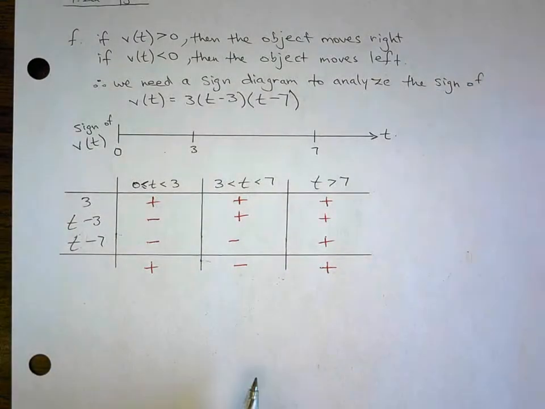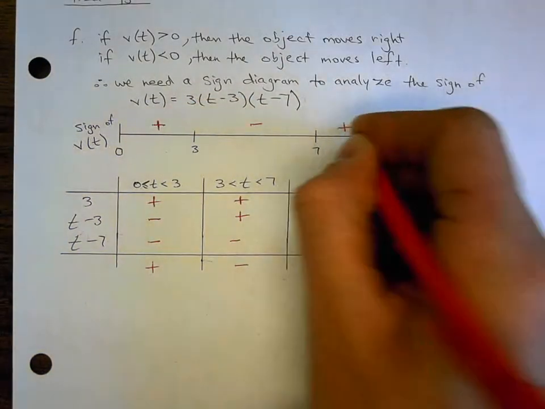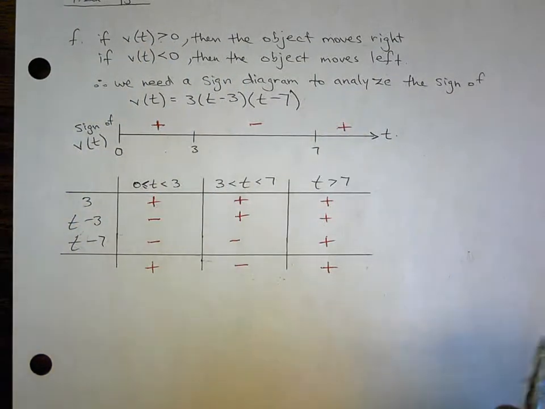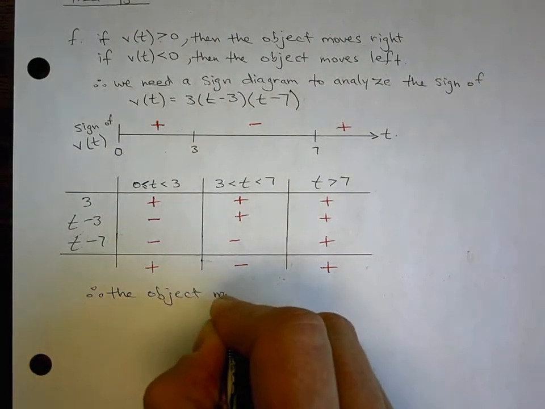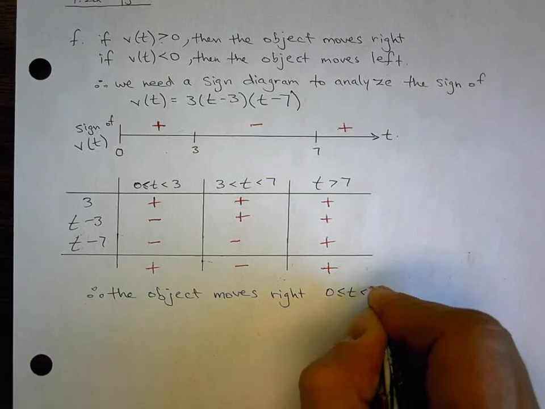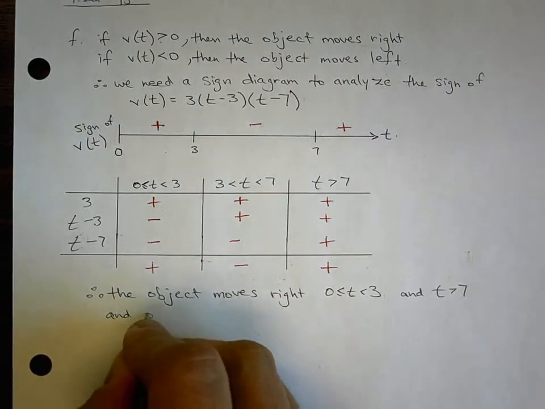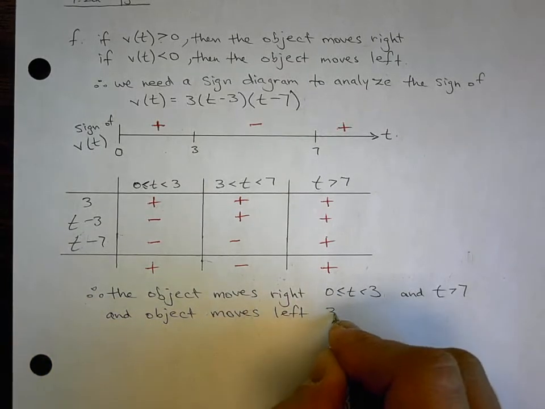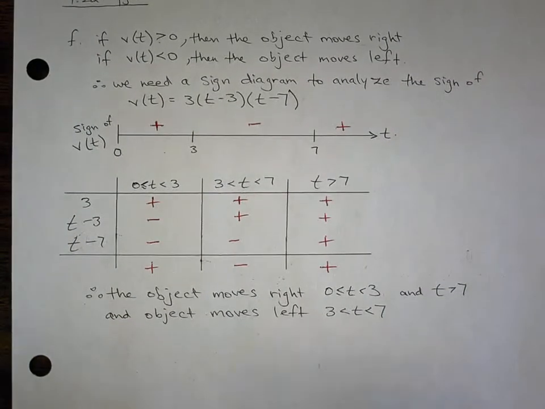So, what does this tell us? Well, it tells us that the sign is positive, then negative, then positive. Now, the question was, when is velocity positive? When is it going to the right? Well, that would be from 0 to 3 and from 7 onwards. So, therefore, the object moves right when t is between 0 and 3, and when t is greater than 7, and the object moves left for t between 3 and 7. Great. Again, just an application of what we did in the last chapter, but now in a real life situation.